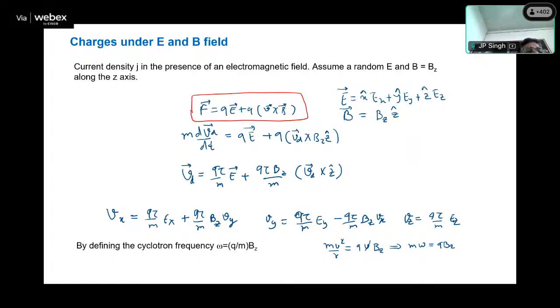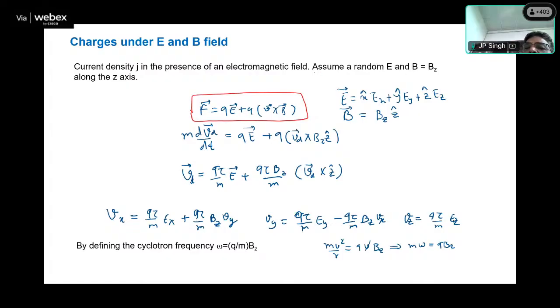Now let us discuss the charge motion under electric and magnetic field. We have already learned the equation for electron drift velocity in an electric field, a DC electric field as well as an AC electric field. Suppose now we would like to figure out the current density in the presence of an electromagnetic field. Now we have both electric and magnetic field.